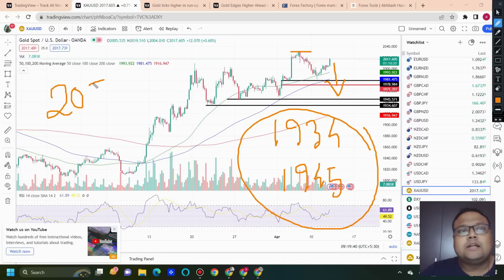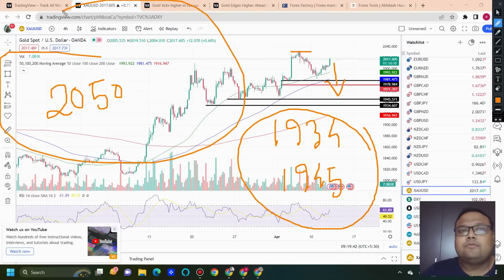As a resistance, we do have one around 2050, but 2050 is a psychological resistance, not a technical resistance. The only technical resistance on the chart of gold is around 2070, where I'll be taking a sell in the future. I don't think gold will reach 2070. If it reaches, well and good.